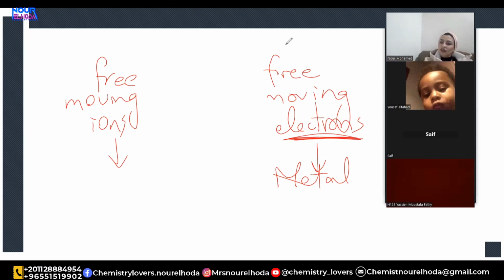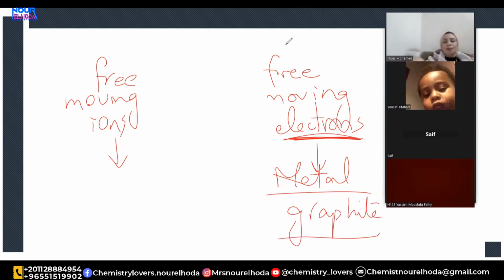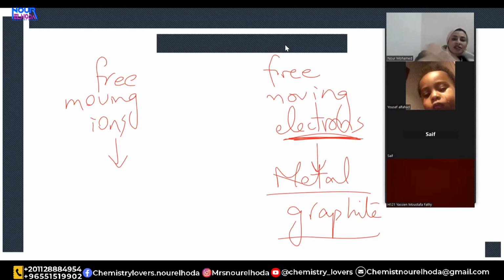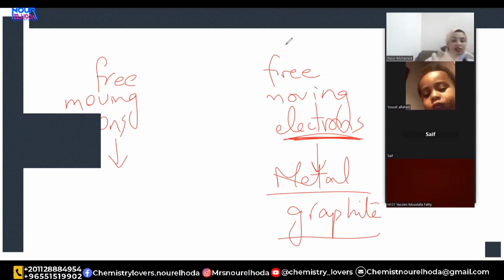If I ask you about graphite, yes, graphite conducts electricity because it has free moving electrons. I'm not going to say a substance conducts electricity because of free moving electrons except if it's a metal or graphite. Deal? Okay. Now, when do I say a substance conducts electricity because it has free moving ions?